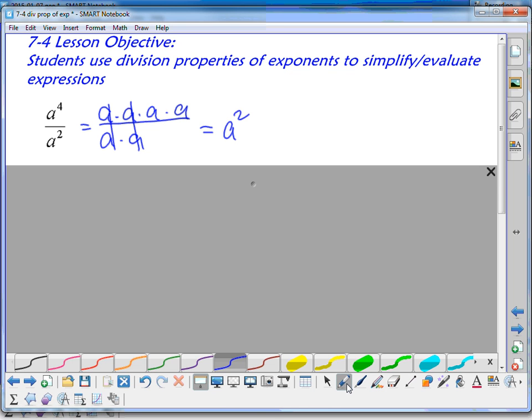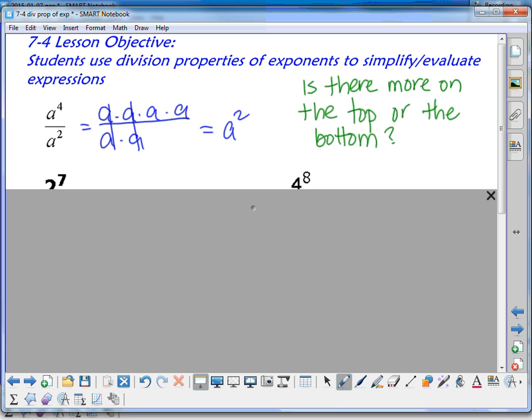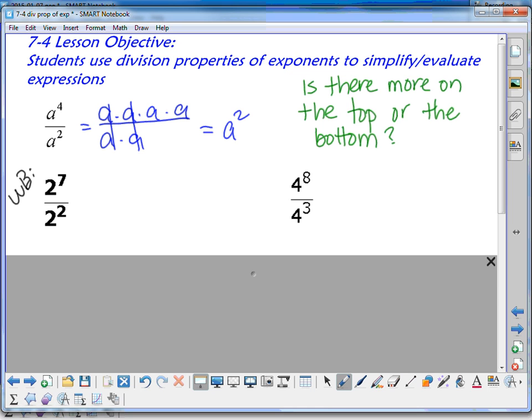So essentially, what you can do is you can ask yourself, is there more on the top or the bottom? And that could save you time from having to write it all the way out. Okay, so is there more on the top or the bottom? So I want you guys to do this one on your whiteboards, 2 to the 7th over 2 squared.